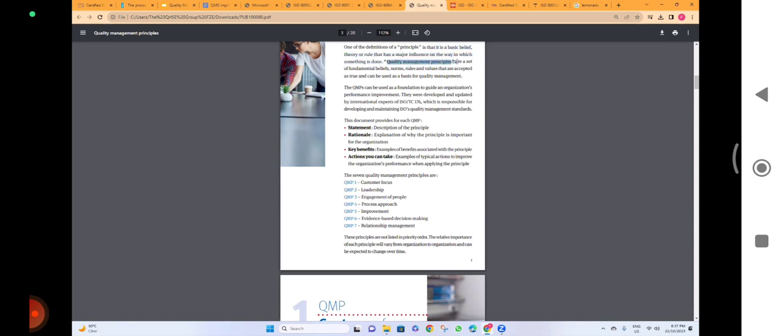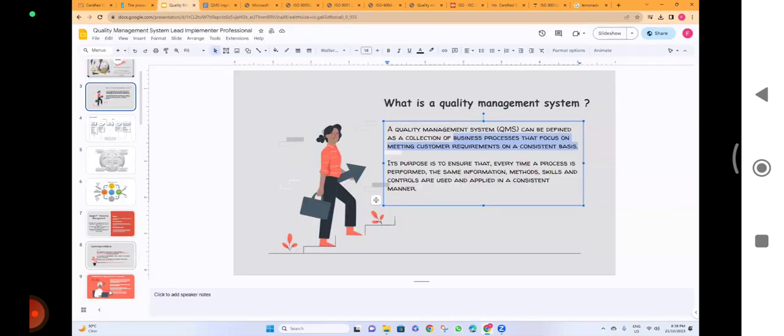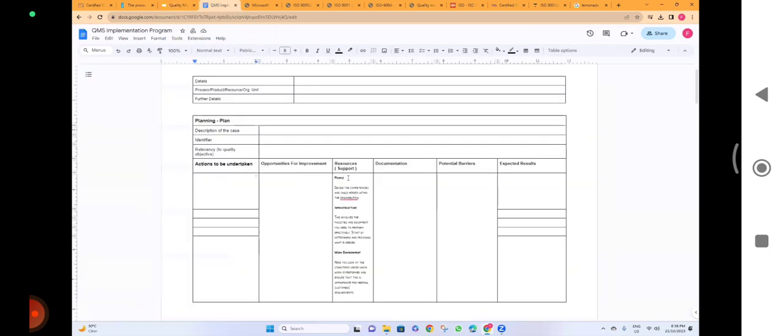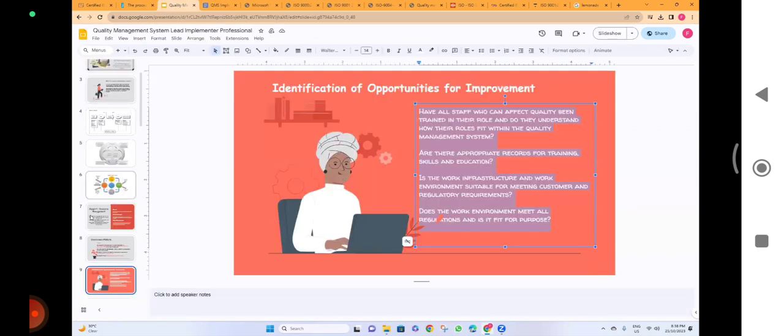Quality management principles are a set of fundamentals, beliefs, rules and values that are accepted as true and can be used as a base for any quality management system. So when you see this opportunity for improvement here, this is what you have to look at in the organization when we are addressing these resources. I'm going to show you later on, okay?